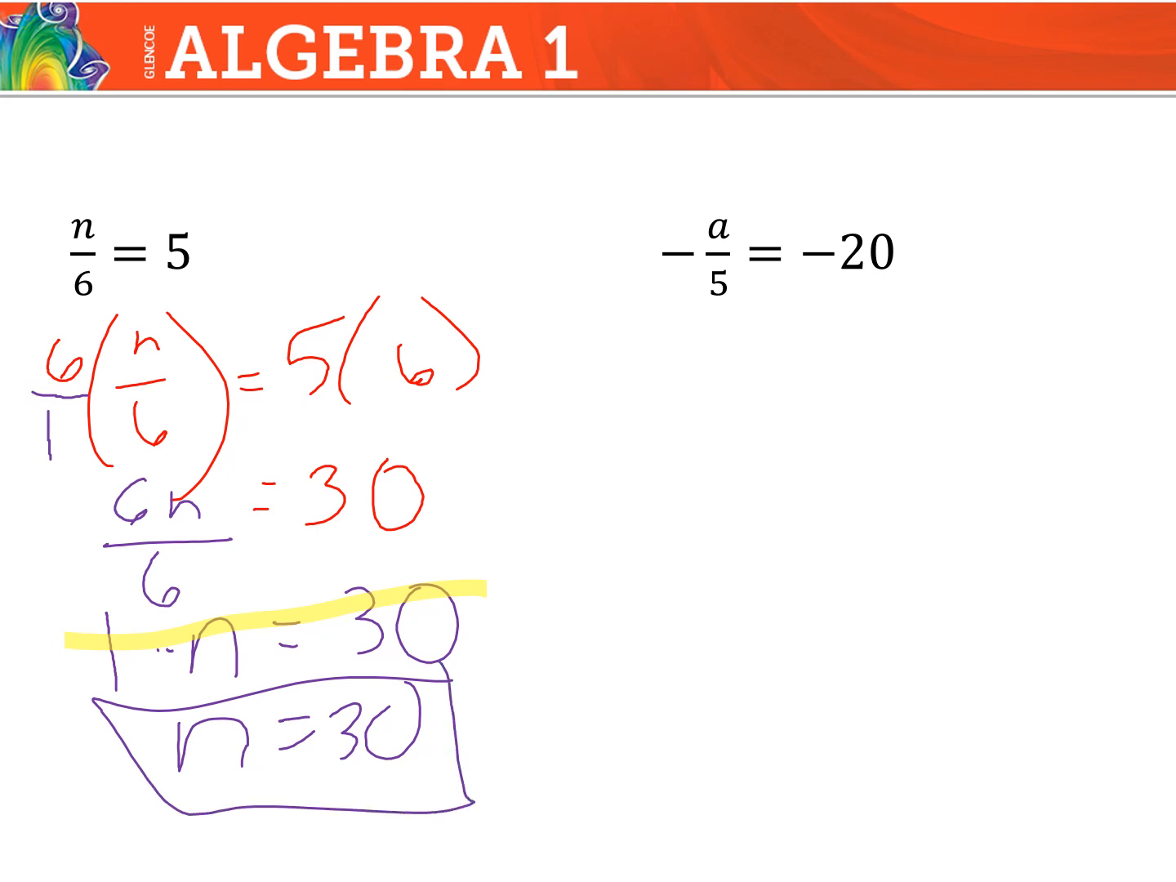In the next one, I see I have negative a over 5 equals negative 20. Let's move that negative to be with the 5 in the denominator, because I can't leave the negative, and so I have to get rid of it. I have divide by negative 5, so I should multiply by negative 5 to get rid of it. So negative 5 over 1 and negative 5.